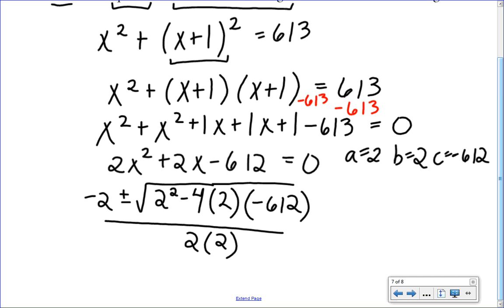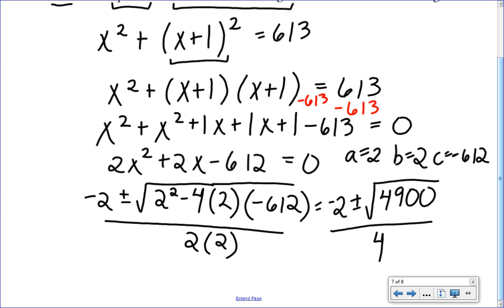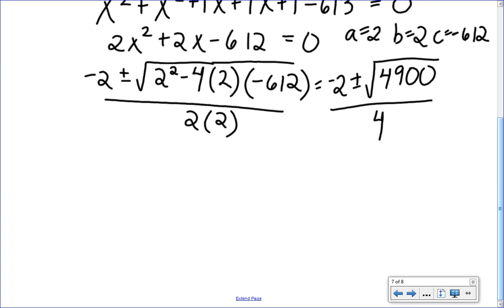Then we can calculate this, and we get negative 2 plus or minus the square root of 4,900, all over 4. The square root of 4,900 is going to be 70, plus or minus 70. Remember, whenever we take a square root, we need the positive and negative version of the answer. Then we have negative 2 plus 70 divided by 4.